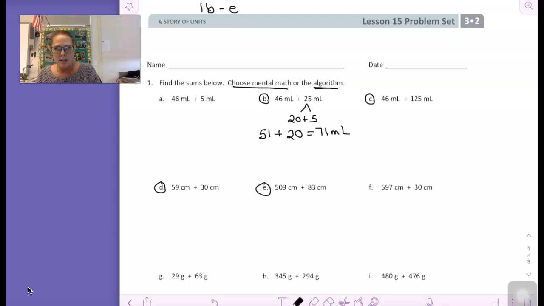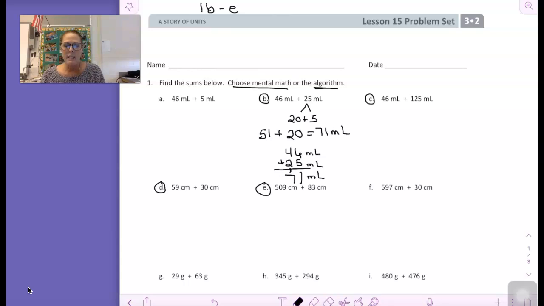You could also do this by the standard algorithm, doing 46 plus 25. 6 ones plus 5 ones, and remember this is all milliliters. 6 ones plus 5 ones is 11, so we put 1 in the ones place and put our 10 over in the tens column. Then we have 40 plus 20 plus 10, which is 70, and we have 71 milliliters. So either way we get the same answer. It's up to you how you want to do it.